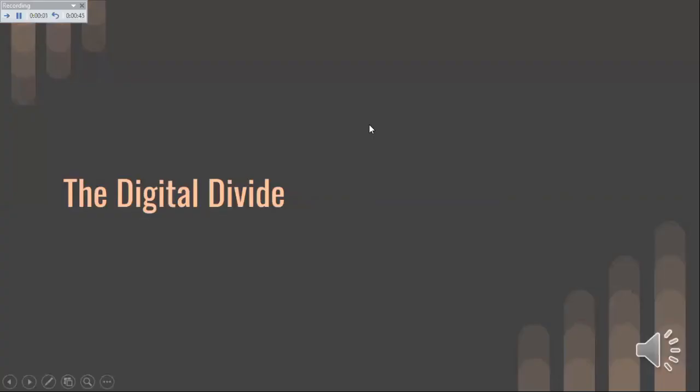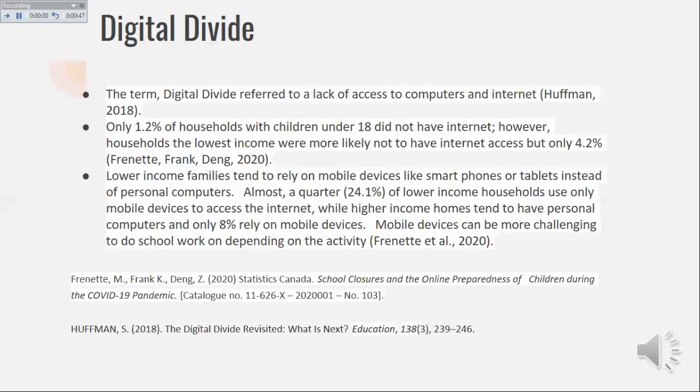Our first subject is the digital divide. The term the digital divide was actually coined in the 1990s, and it referred to a lack of internet access and devices to access that internet. Today, approximately only 1% of households with children don't have access to the internet. However, this is more prevalent in lower income households, where slightly over 4% don't have access.